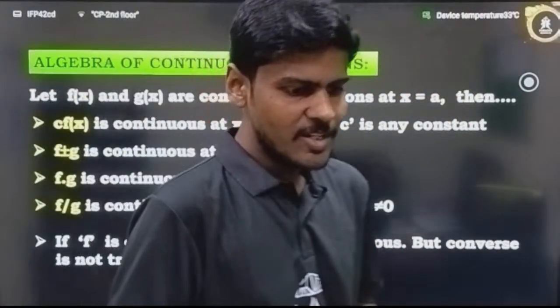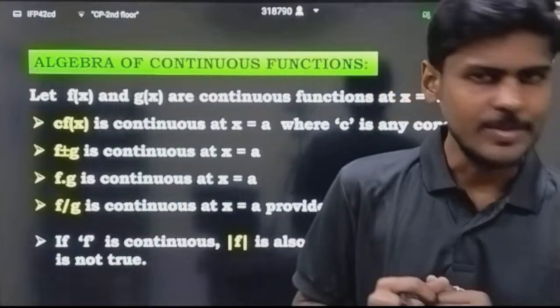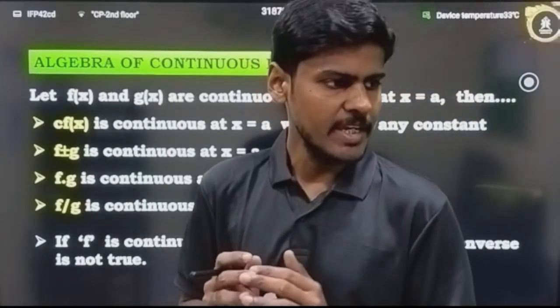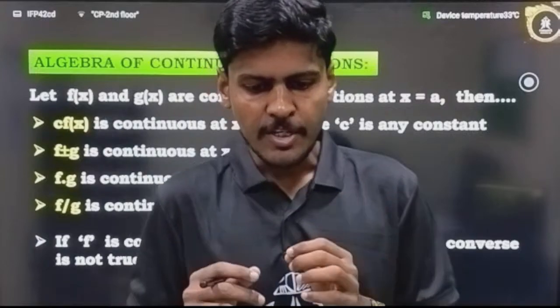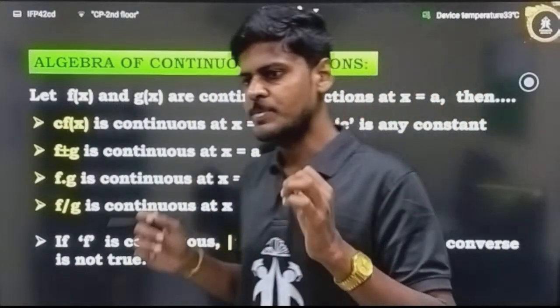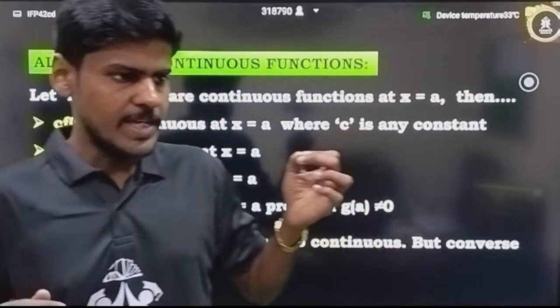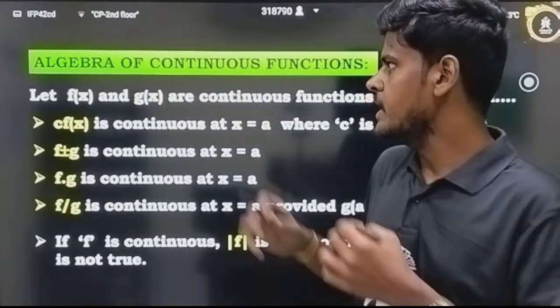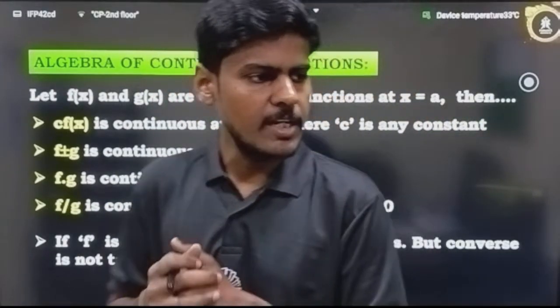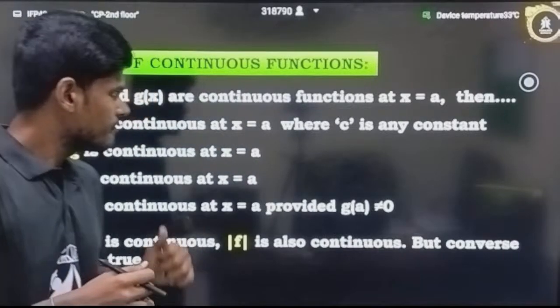Okay, hello students. In the last class we have discussed what is continuity and the definition of continuity and some properties for continuous function. What are the types of discontinuity? Two types, removable as well as non-removable discontinuity. Now we will discuss the algebra of continuous functions.